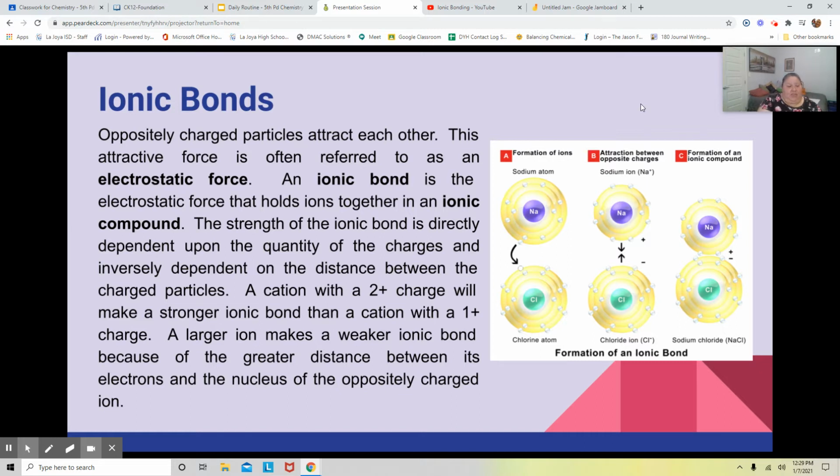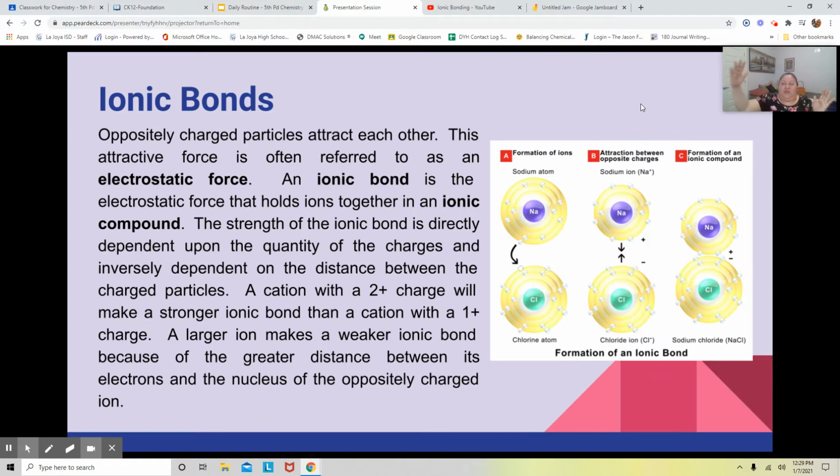And also take into consideration, if you have a large ion, right? We're talking about the bottom half of the periodic table. This is where your elements start to get bigger and bigger, mostly because you have more and more electrons. Now, the bigger the ion, the weaker the ionic bond, because you have a very large distance between the electrons of the other element and your nucleus, right?